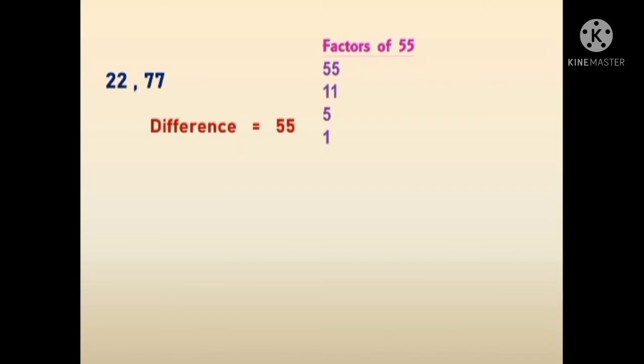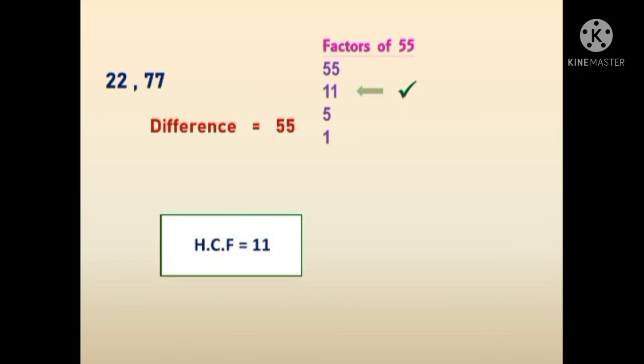So, first we have to check for 55. For 55 it is not possible. So, next we have to move on to the next factor, that is 11. We have to find whether the numbers 22 and 77 are divided by 11. Yes, it is divided by 11. So, the HCF is the number 11 only.